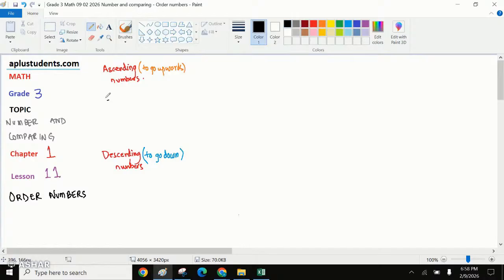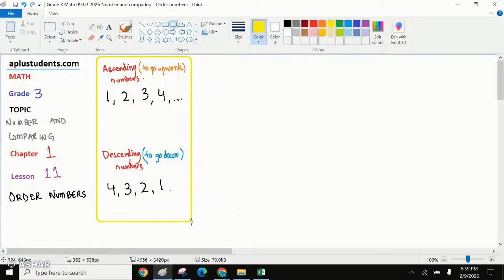Ascending would mean if the numbers are 1, 2, 3, 4, and so on. These are ascending numbers. They are increasing numbers, okay? Descending would mean 4, then we go to the smaller numbers, 3, 2, and 1. So this is the only thing that we need to remember while arranging the numbers in either ascending order or descending order, right? Let's look at some questions and see.